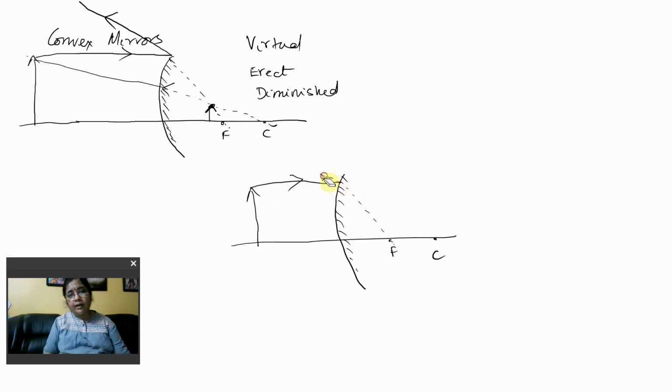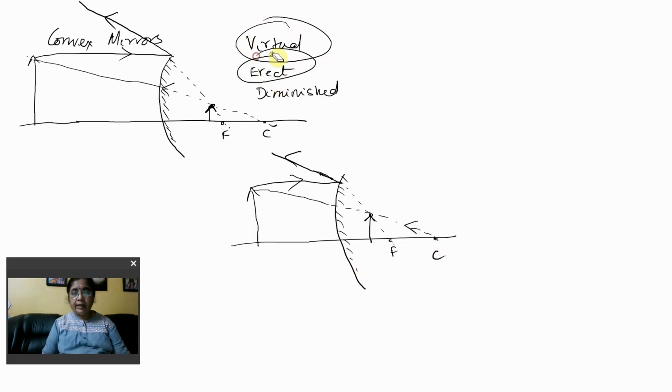So actually it is reflected back like this. Rule 2. When it passes through C, it will appear to come back from C. Again, where is the intersection? Intersection is here. What is the image nature? Same, virtual. It is erect and it is diminished. So when you have a convex mirror, you don't have much to choose. Your image is virtual, erect, and it is diminished.